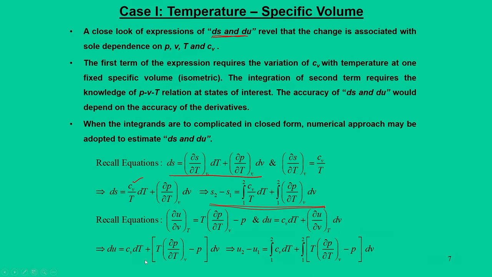So now, replacing these equations with ∂u/∂v at constant T, we can rewrite the expression of internal energy change between two states, that is u2 minus u1, as the integral of Cv dT from 1 to 2, and the second part of this equation would be the integral of [T(∂p/∂T) at constant v minus p] dv, where the integration has to be performed from 1 to 2. So the very basic bottom line is that from temperature and specific volume we have these relations.